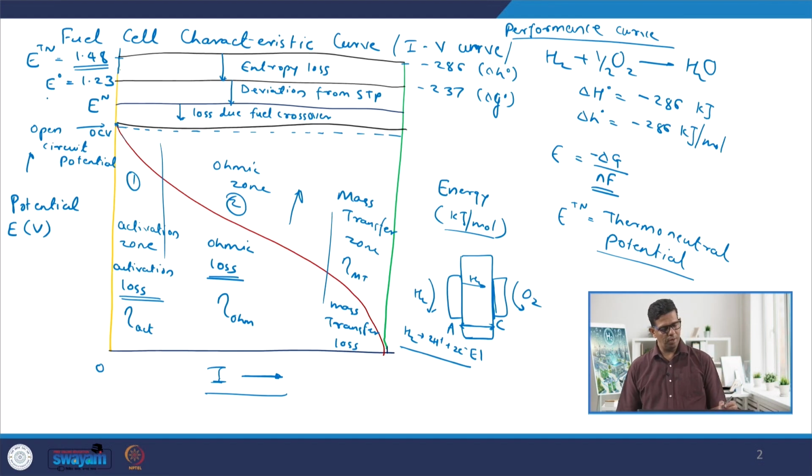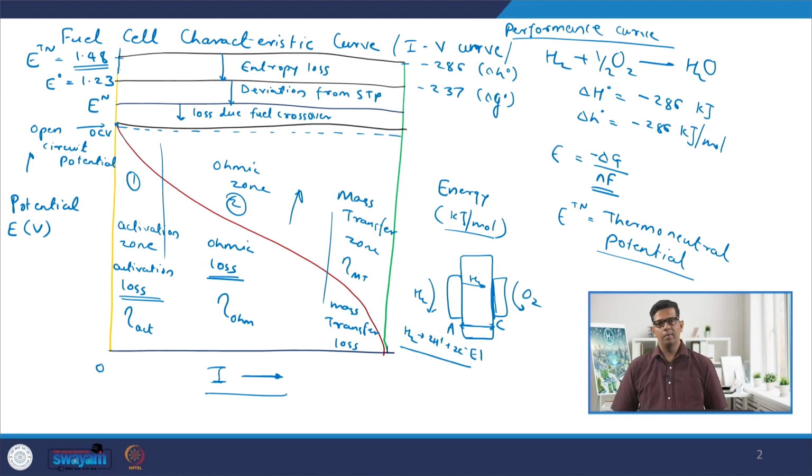Moving on, we also sometimes have to consider loss due to fuel crossover, as I was discussing last time. We have the electrolyte sandwiched between the two electrodes, the anode and the cathode, and hydrogen is supplied to the anode. Instead of hydrogen getting oxidized to protons and electrons, this hydrogen, being the tiniest molecule, diffuses through the electrolyte due to the macro pores present in it, and gets oxidized at the cathode itself.